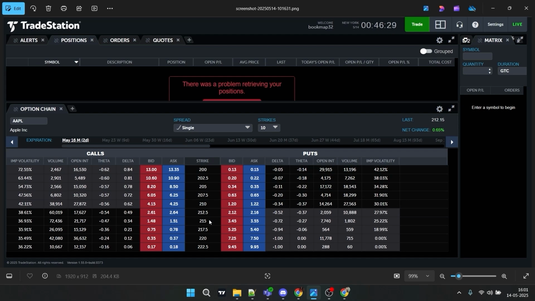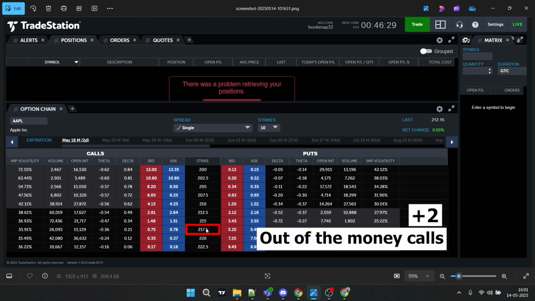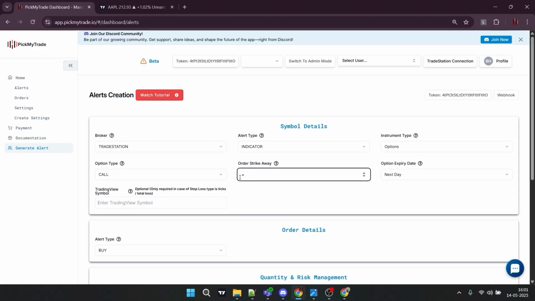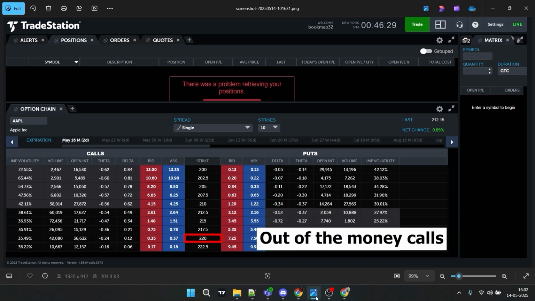Similarly, if you enter the strike values in positive, like if you enter 1, then it will capture 215 as the out of the money call. And if you enter +2, it will pick 217.5 as the out of the money call. And if you enter +3, it will pick 220 as the out of the money call.